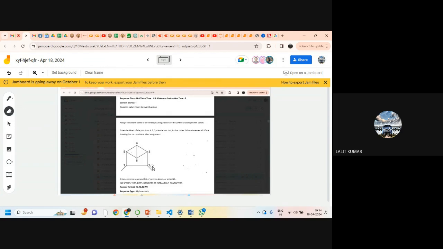Abir, can this be an arrow? No, it can't. Very nice. So this is the clue, because it is inside.